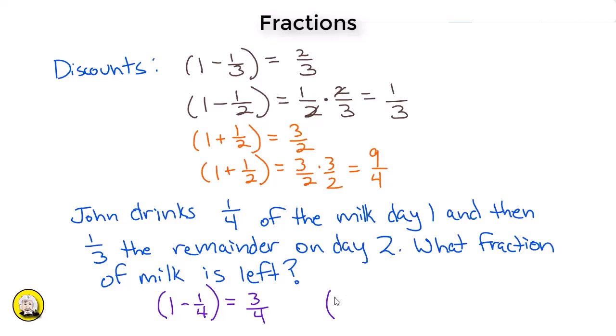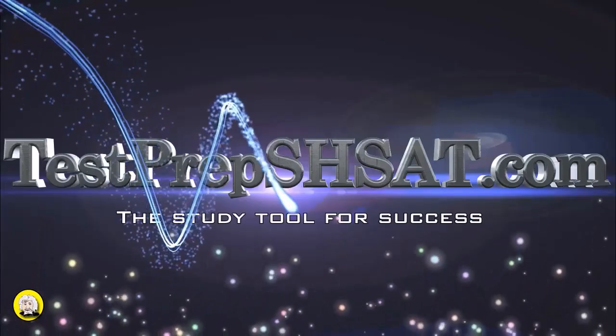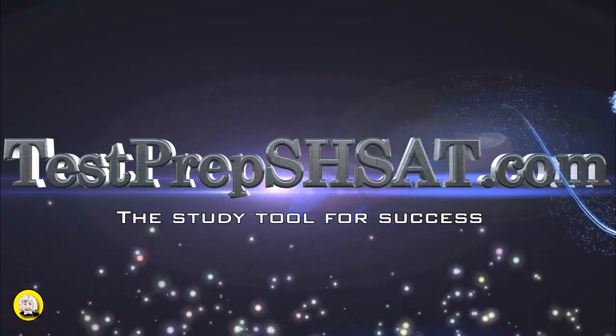So essentially what he'll be left with is 1 minus 1/3 times the starting amount of 3/4, which effectively is 2/3 times 3/4. 3's will cancel. 2 and 4 will reduce to 1/2. Fractional amount of milk left over will be 1/2, the original amount. That was a problem.